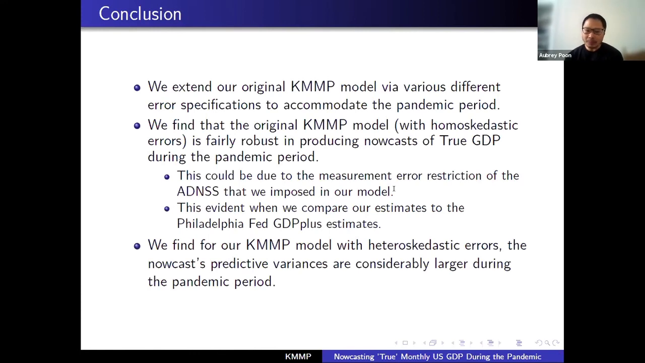And this could be because of the measurement error restriction that we impose for the GDPE and GDPI. Also, like I said, another thing is that we have monthly indicators, which sort of disciplines the model. And as I noted, when we use a more flexible error structure, we find that the predictive densities are larger.